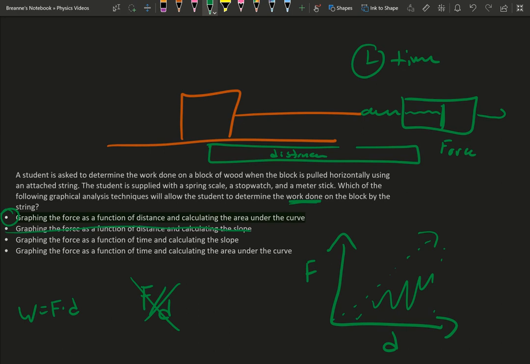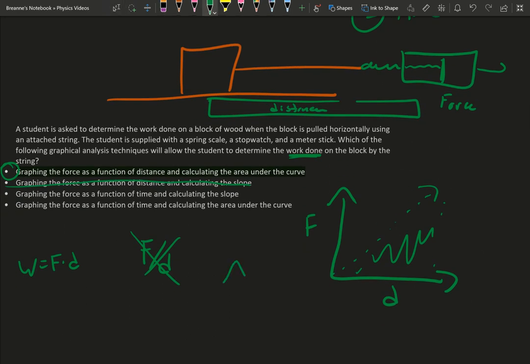Force versus time: now that we know momentum, if you're graphing force over time and you take the area of that, you're actually solving for force times time, which gives you your change in momentum. So if you're looking for your change in momentum, that's actually a good graph to do, but we weren't. And then if you just do force divided by time, the slope, that doesn't get you anything.